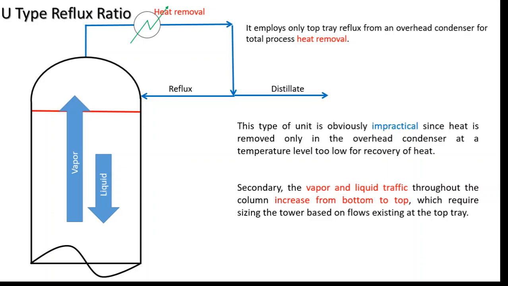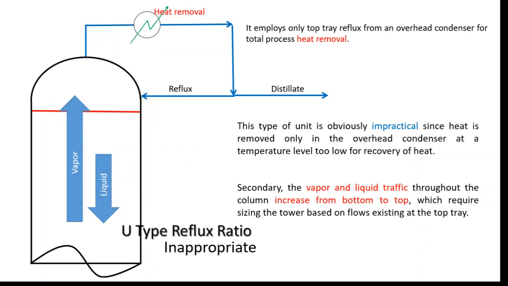We also know that if the vapor amount is very high, then we have to take care about the sizing of the column, because the diameter of the column depends on the vapor, and in this case the vapor amount and vapor liquid traffic increase from the bottom to top. That is why we can say the U type reflux is not an appropriate system in the distillation column. We have to search for other solutions and options. So this is all about the U type reflux.